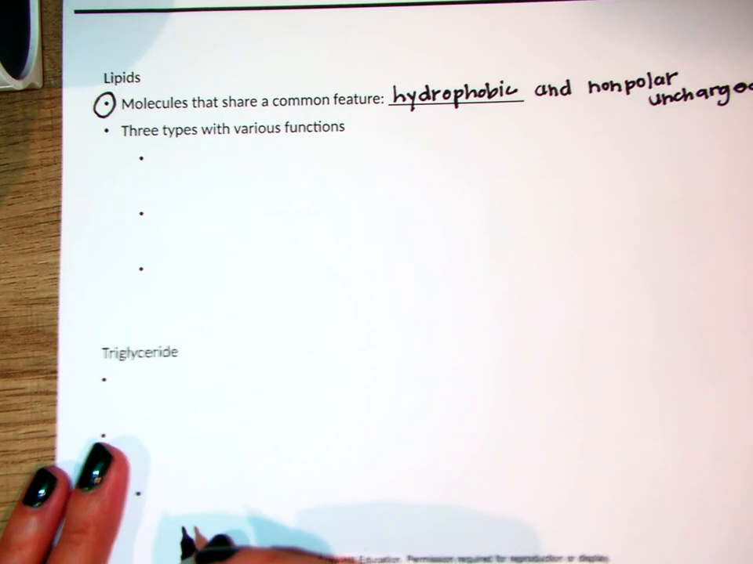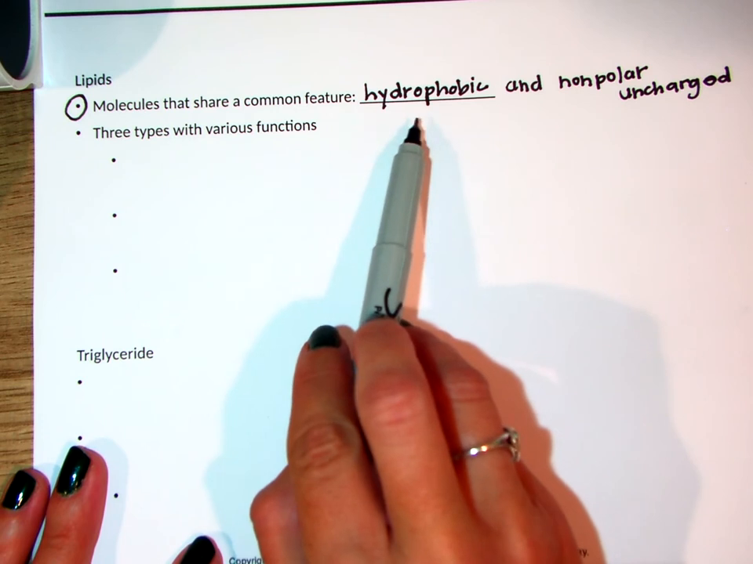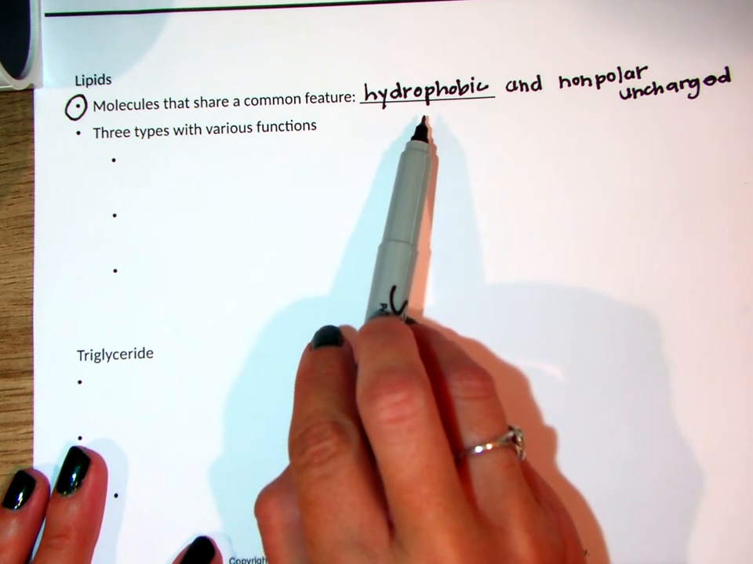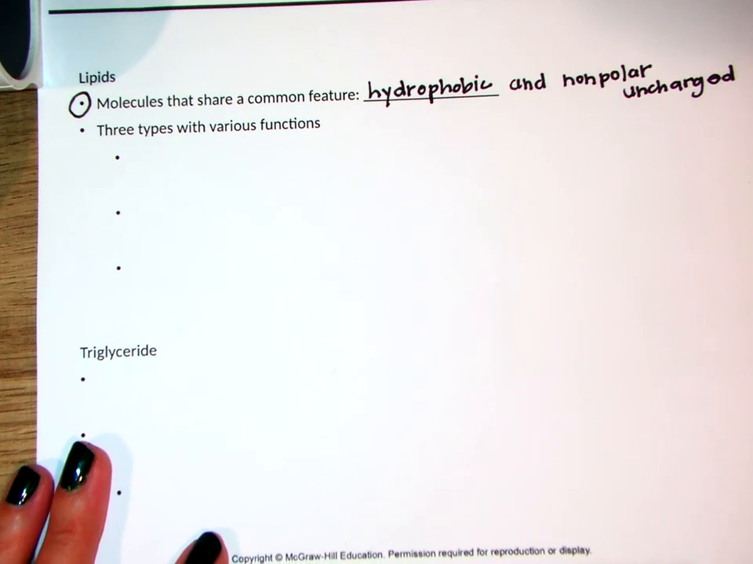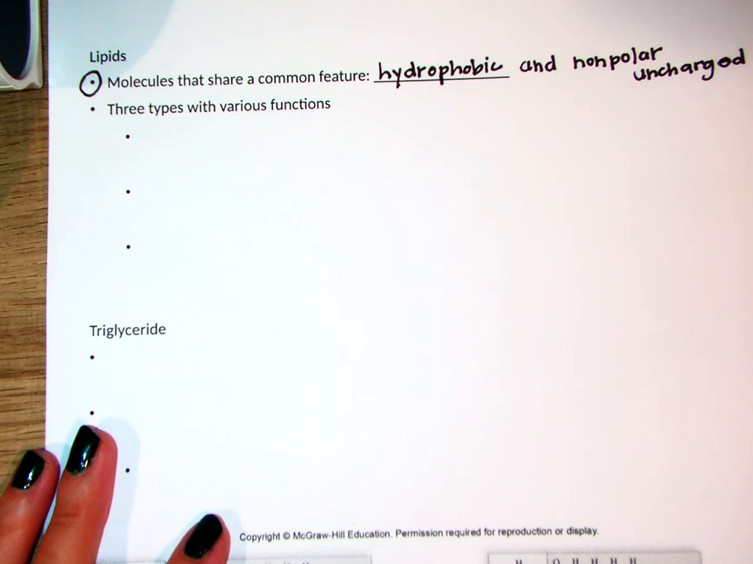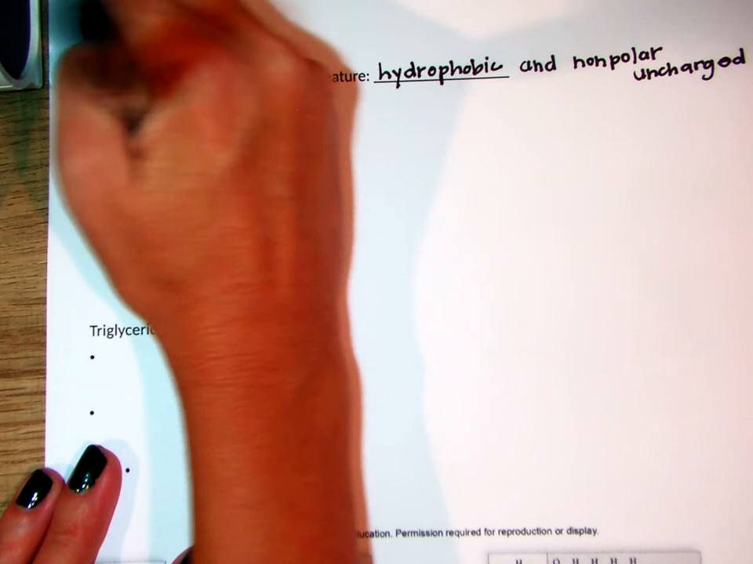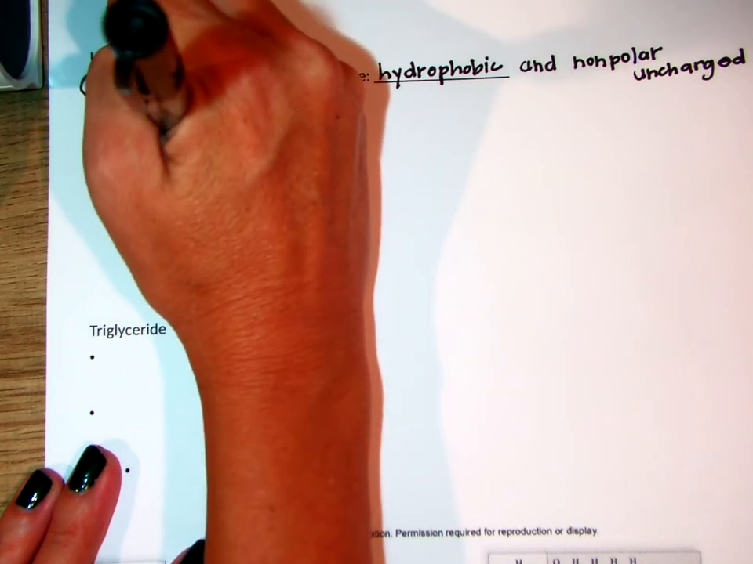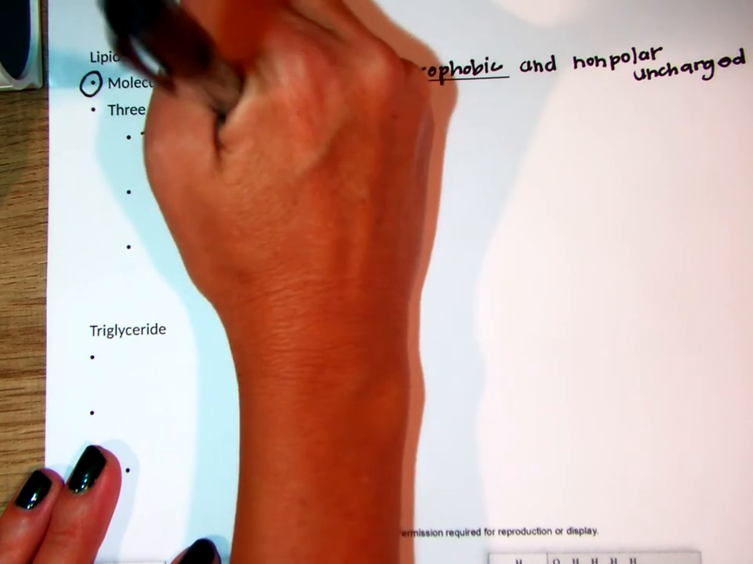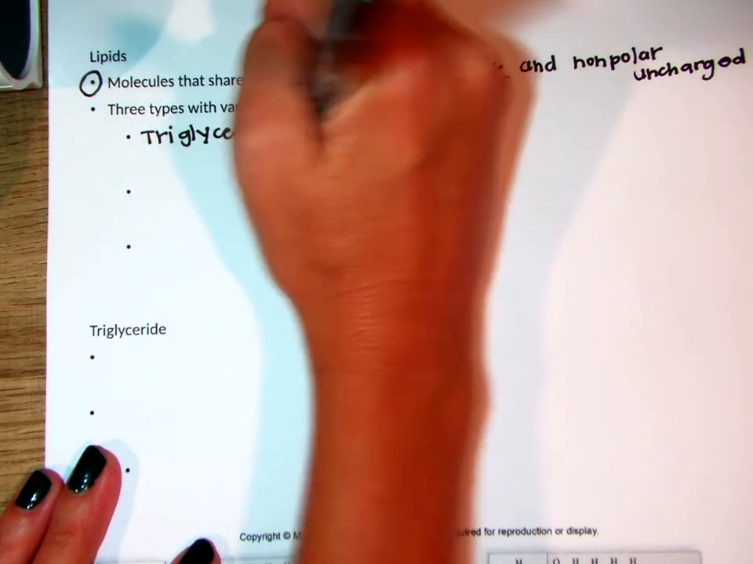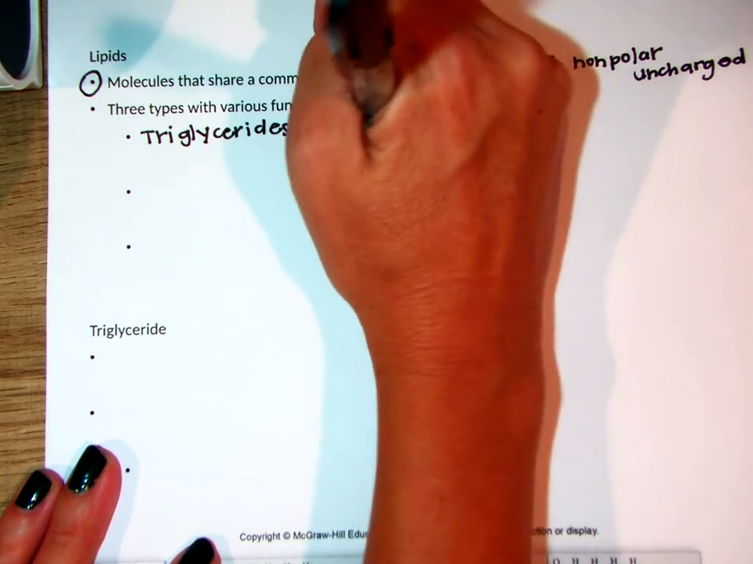So lipids, this is why they say you can't mix oil and water, because the oil, which is a type of lipid, is hydrophobic and it doesn't want to mix or mingle with those water molecules. There are three main types of lipids with various functions. The first one is called triglycerides. And these are used for energy.